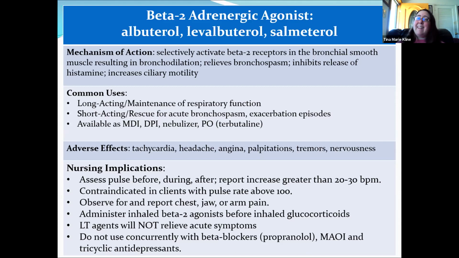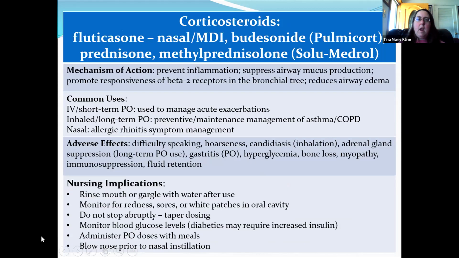You should wait at least 10 minutes in between different types of medications. If you're using an MDI, a metered dose inhaler, and it's the same medication, they're taking maybe 2 puffs of it, you really should wait 1 to 2 minutes in between those puffs. And then in between the different medications, you really should be waiting 10 minutes. I think that kind of hits the big pieces of that.